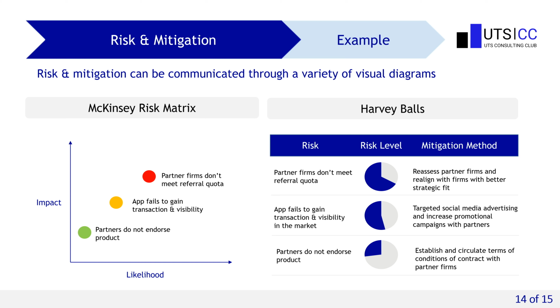On the right-hand side, we have an example of Harvey balls. The Harvey balls represent the level of risk to the proportion that is coloured in the circle. In using the Harvey balls, the risk and its mitigation method is included next to it. Both methods are great visual representations of the risks of your solution.